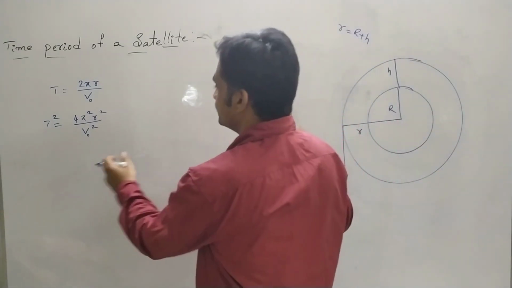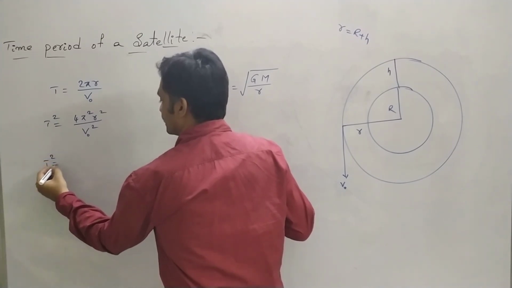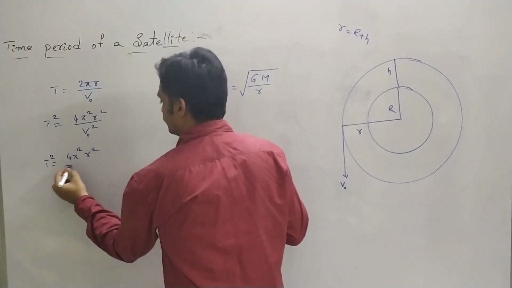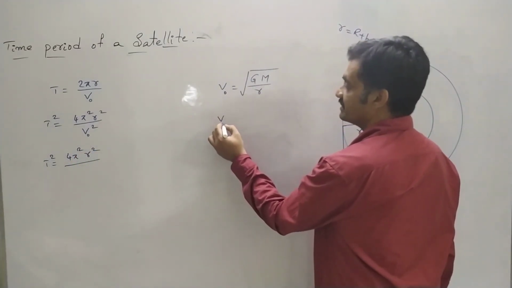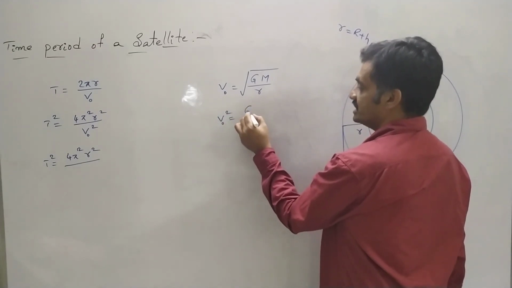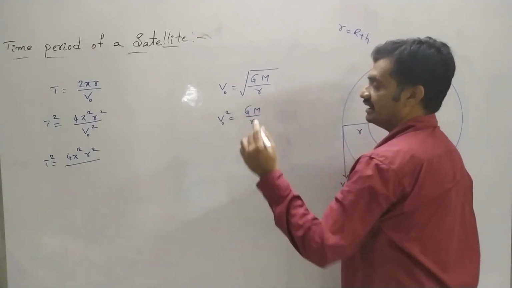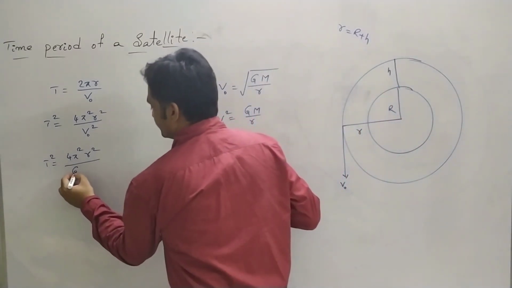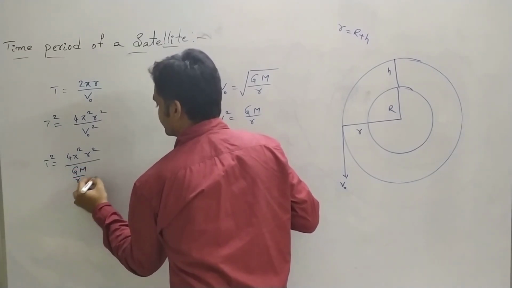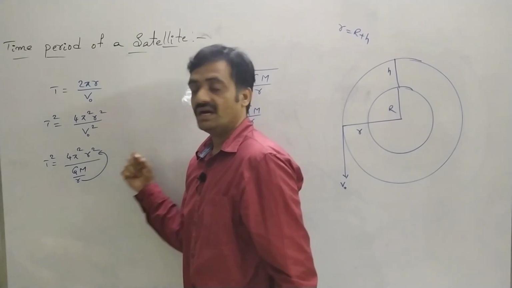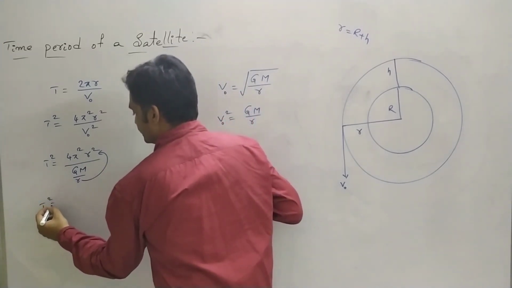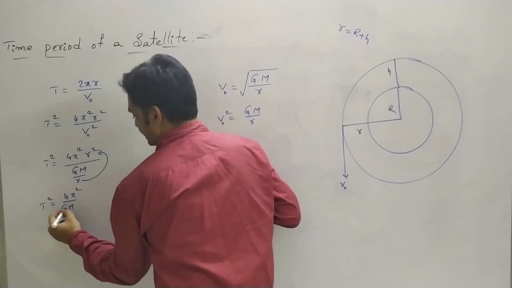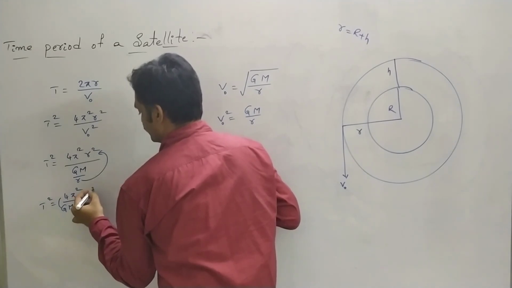So as we substitute this value in this expression, T square equals 4 pi square r square by v0 square, and squaring v0 we get v0 square equals G M by r. So in the place of v0 square, we can substitute G M by r. As we substitute, this r comes out: r square into r, r cube. Then T square equals 4 pi square by G M into r cube.